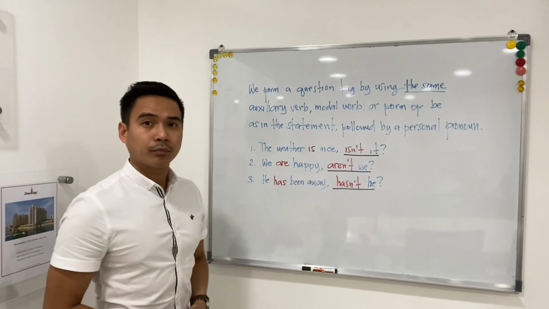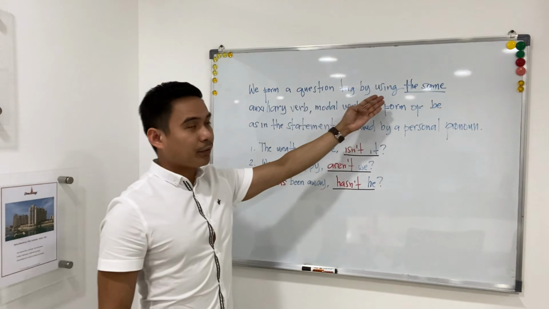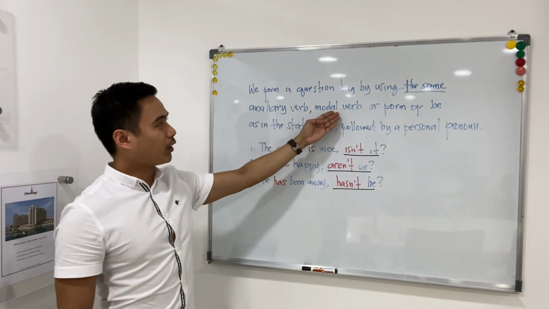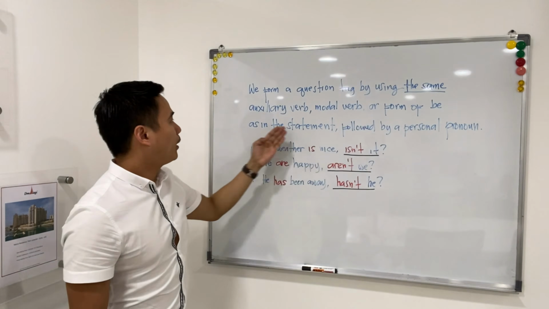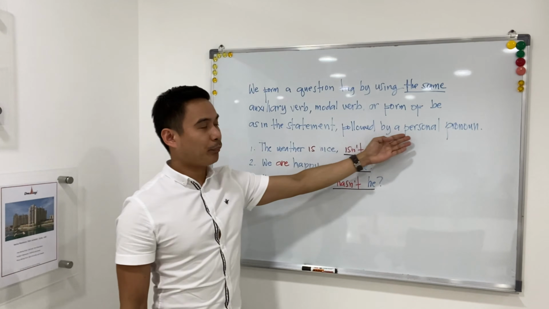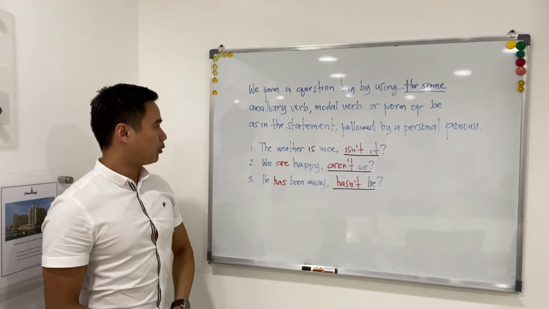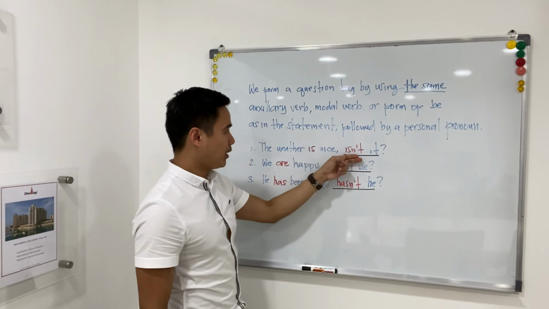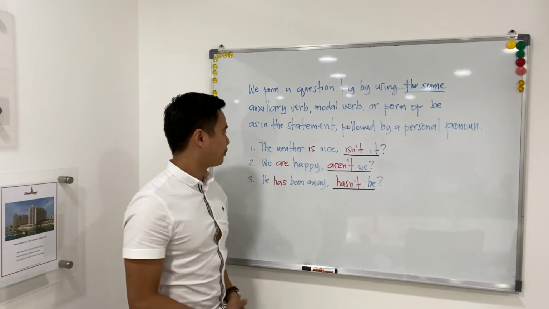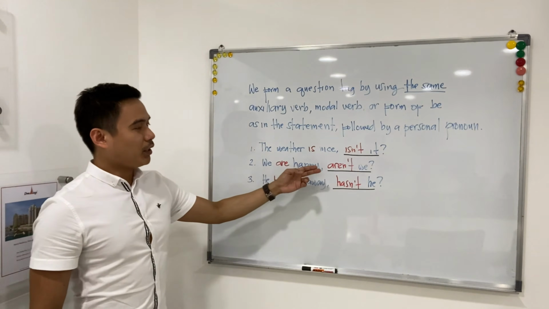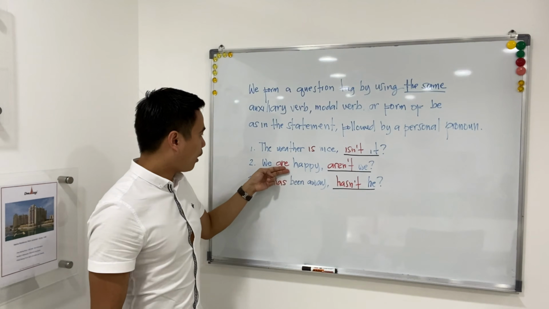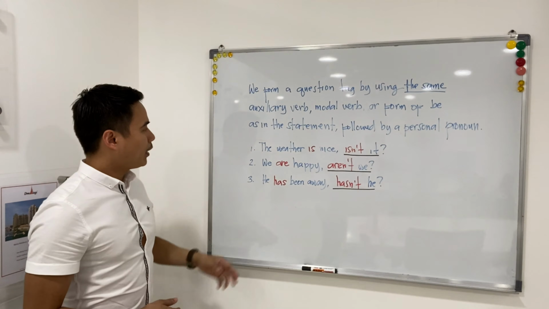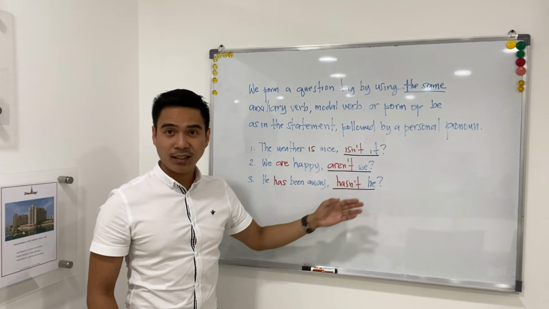Was it? We form a question tag by using the same auxiliary or helping verb, modal verb, or form of be as in the statement, followed by a personal pronoun. For example, the weather is nice, isn't it? Is, isn't. Pronoun is it. We are happy, aren't we? Are, aren't, and we. He has been away, hasn't he? Has, hasn't.